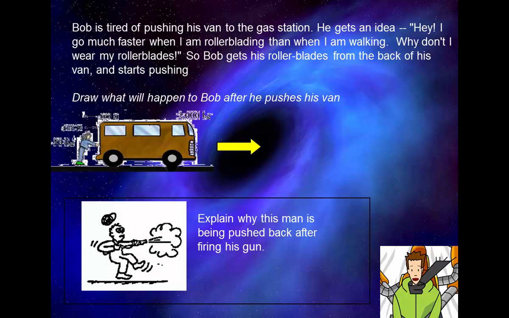All right, a couple other things. So let's say Bob, who is trying to get his van back to the gas station, has this brilliant idea. He says, well, I go a lot faster when I'm rollerblading. I might as well put on my rollerblades and I'm going to be able to push this van much easier.